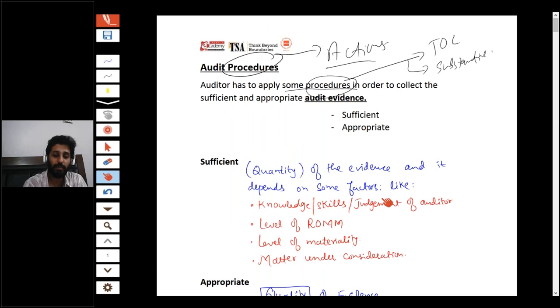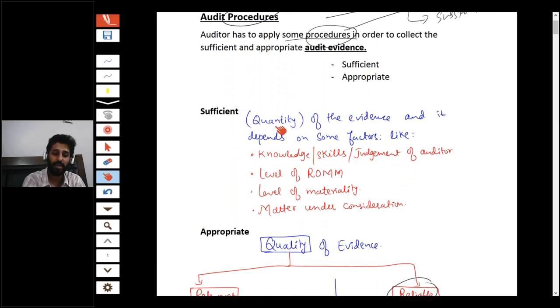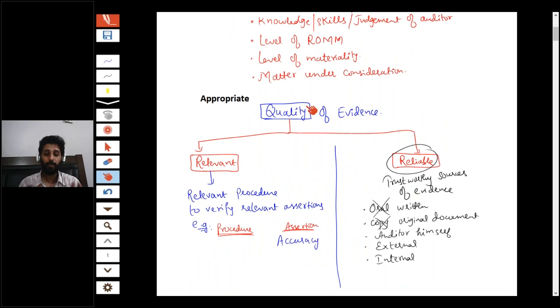Now, auditor is applying the audit evidence. It should be sufficient. Sufficiency means quantity of the evidence, and it depends on the knowledge and skills of the auditor, level of risk of material misstatement, materiality, matter under consideration. And appropriate is the quality. Quality is broken down into two categories.